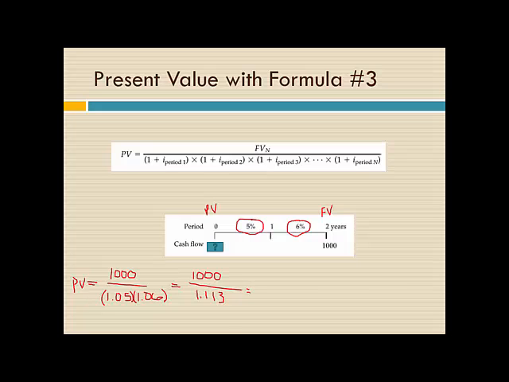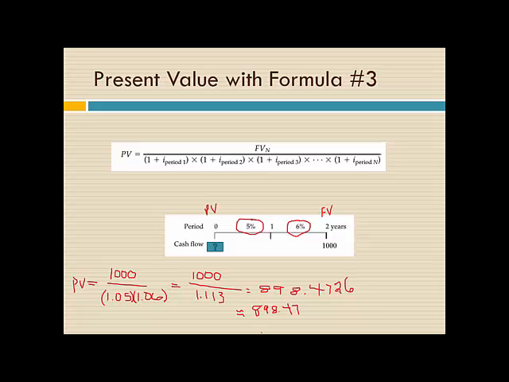And then when we divide 1,000 by 1.113, we end up with a present value of $898.47. That's pretty pathetic. 898.4726, which is basically $898.47. See if I can do my little congruent sign here.